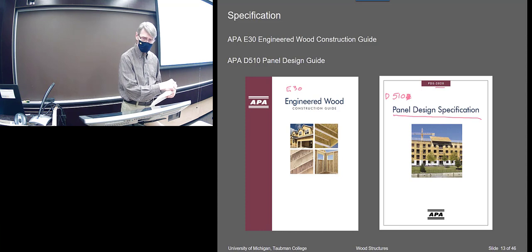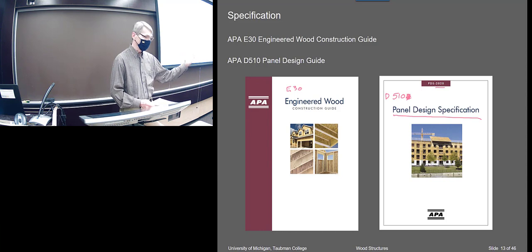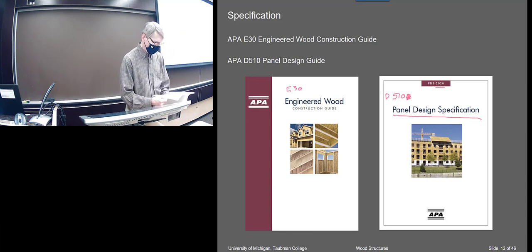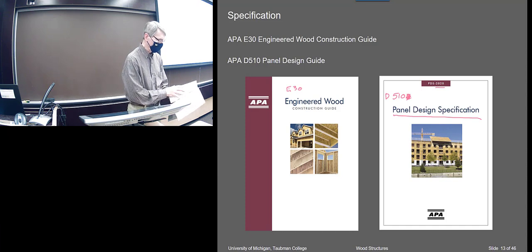I forgot to look after class and check. But this is a very good piece of literature. The E330. The E30 is also. That's more general. That covers quite a bit. This has, however, the specific tables for selecting panel. It has two types of tables, I guess.